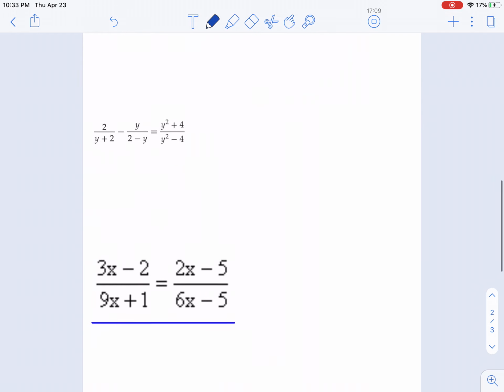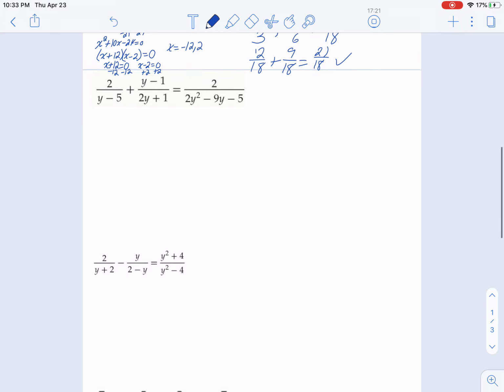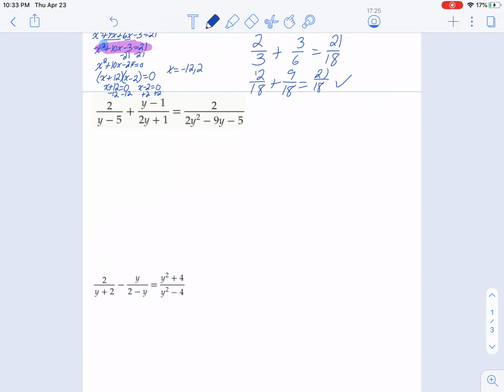All right, so I've got 3 more here. I'm only going to go through 2, and then I'll post the work for the third answer in Google Classroom. And so let's go ahead and skip this one because it's going to be very similar to the previous one.